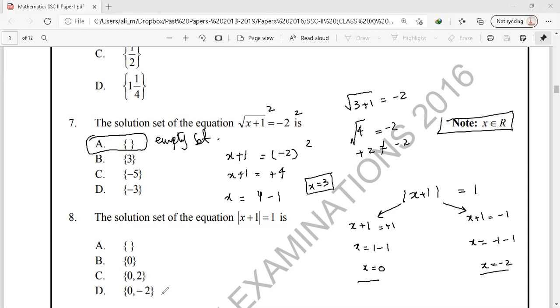So the correct answer we have is option D, that is 0 comma minus 2.